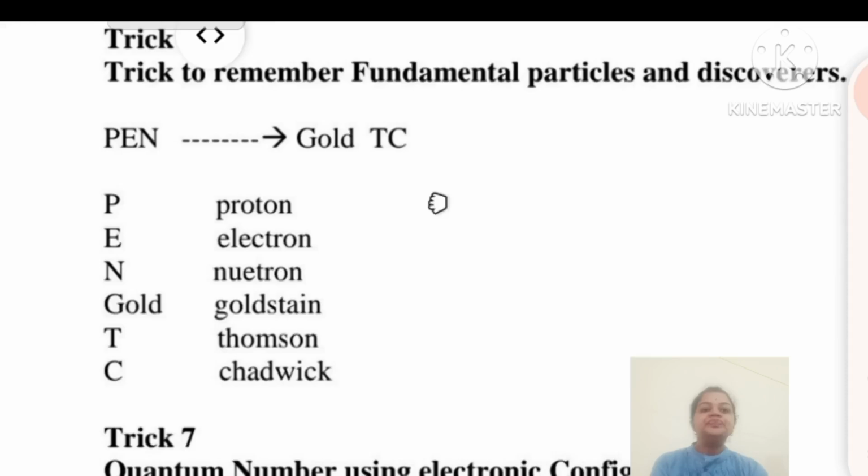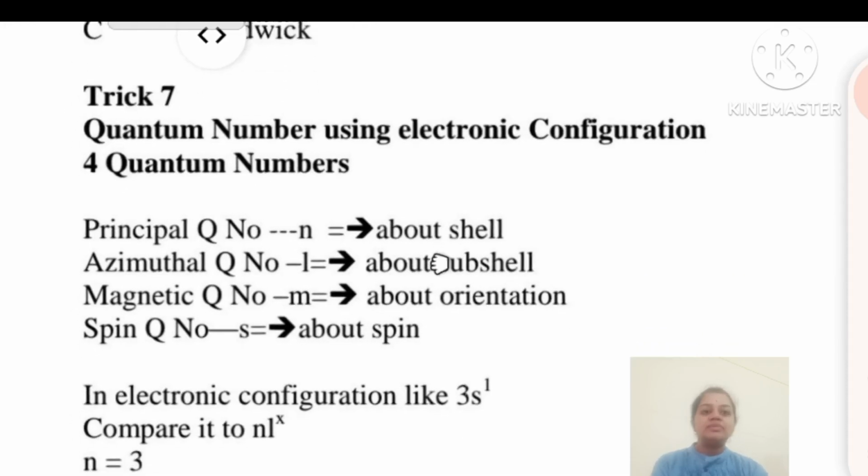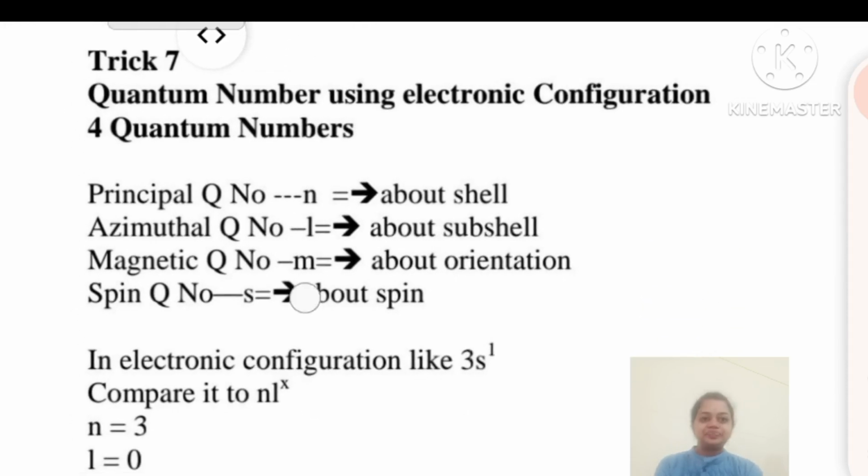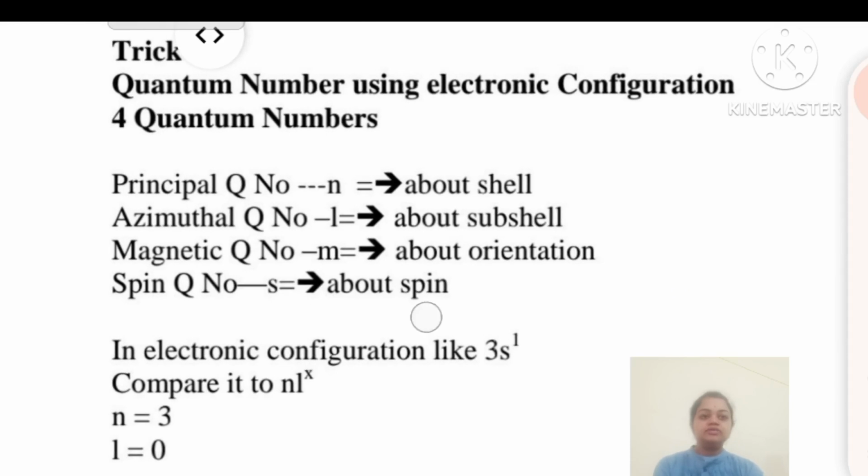Then come to 4 quantum numbers. See, 4 quantum numbers are principal quantum number, that is represented by N, that is about shell. Azimuthal quantum number L, about subshell. Magnetic quantum number M, that is about orientation. Spin quantum number S, about spin.